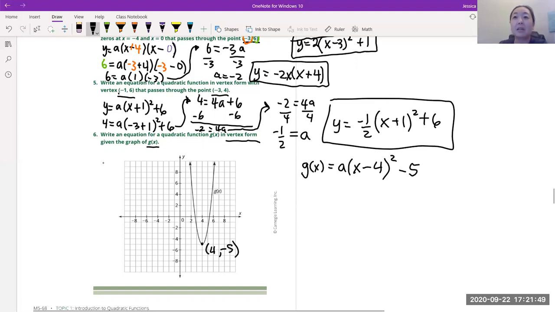We're gonna figure out what that a is. So literally, we need to find any point on here. Sorry if I get a little big. I'm just trying to look for a point. Okay, this looks like a good point that I can use. I'm gonna use this point right here.